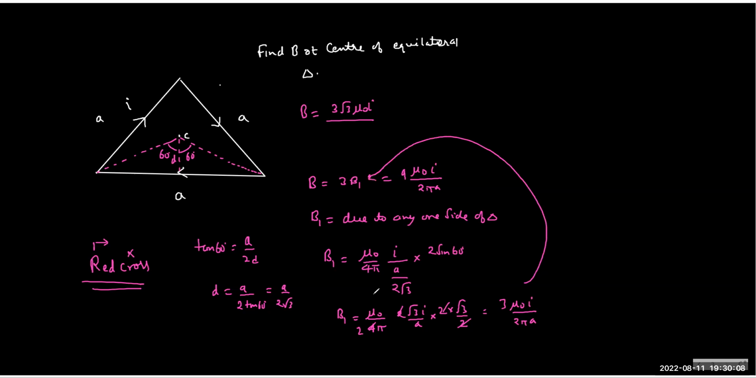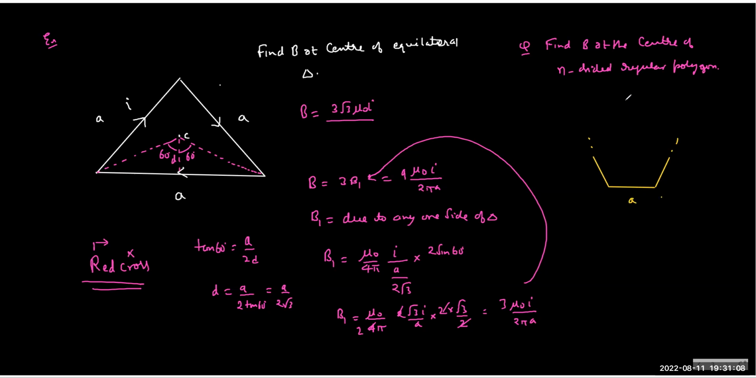Okay. So of course you can do it again for a square, a pentagon, hexagon, and so on. Instead of doing all, we can directly look for the polygon. To find B at the center of an n-sided regular polygon carrying current. So that question is obvious. We will not take care of the other sides. Just look at only one side, and the center will be, let's say, somewhere here.